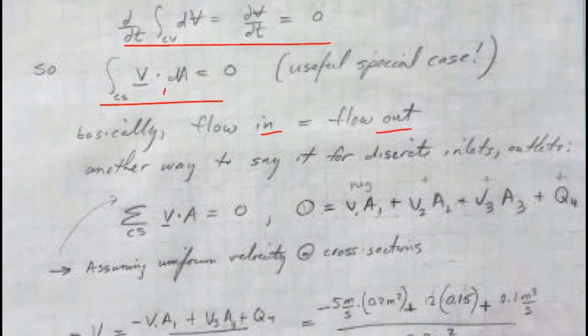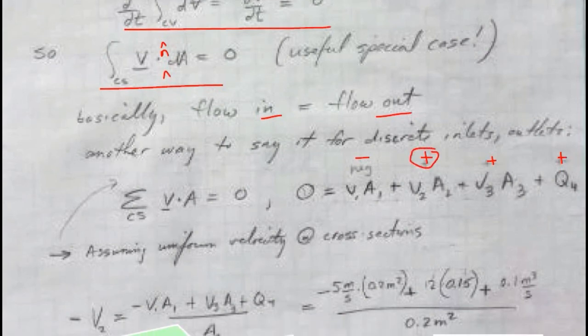I should note here that I neglected to write the normal vector. So this should be v dot n. That tells us if in and out are positive or negative. So we know that in is negative, and out is positive here, and out is positive here. And remember that this one was assumed. We didn't really know that one, but we just assumed it.